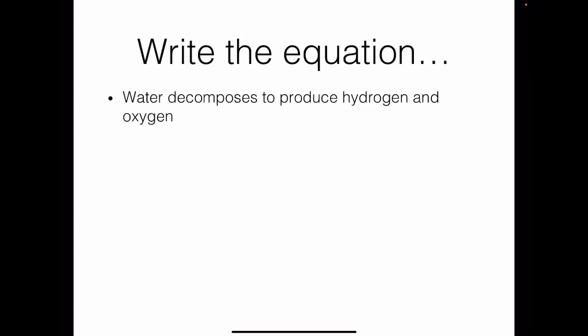So again, I'm asking you to write the equation. Water decomposes to produce hydrogen and oxygen. So we know water is H2O. We know when we see a decomposition reaction or the word decomposes that we have one reactant and multiple products. So decomposes to produce means I draw my arrow. We know hydrogen and oxygen are both diatomic. So when I see these, I'm going to see them both as 2. Now we want to make sure we balance this equation. 2H2O gives 2H2 and O2, and then we have to include states as well. So this is now a complete balanced equation.